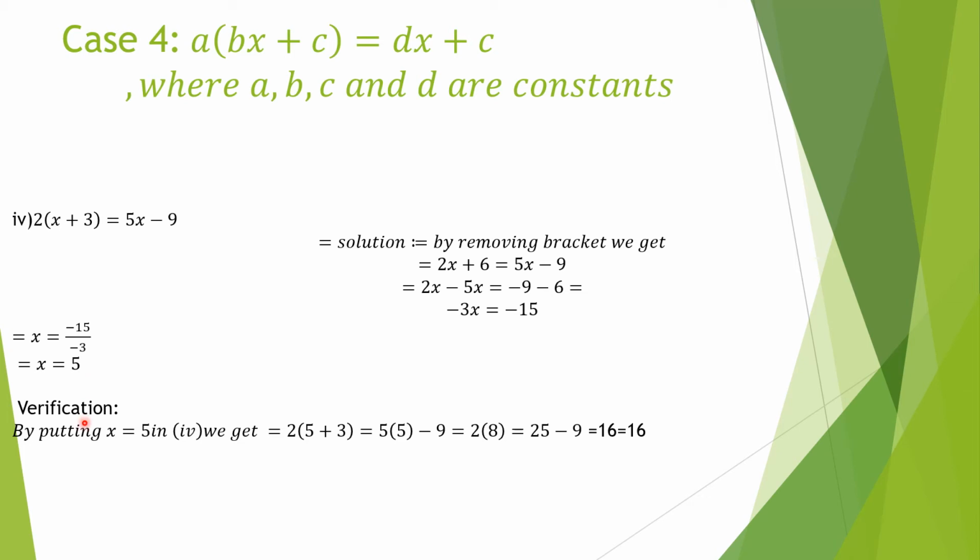Now the verification is by putting x is equal to 5 in the original equation, which is equation number 4. 2 bracket x plus 3, by putting the value of x, 5 plus 3 is 8. 2 into 8 is 16. On the right hand side, 5x minus 9 is 5 into 5. 5 into 5 is 25. 25 minus 9 is 16. So the left hand side is equal to the right hand side. The equation is verified.